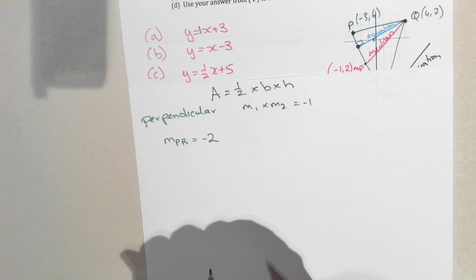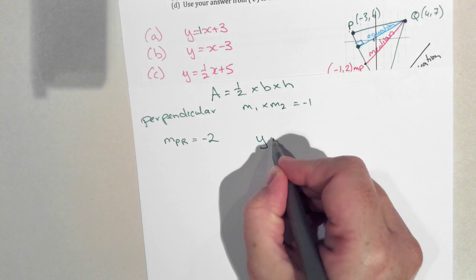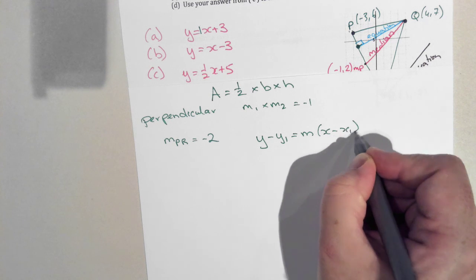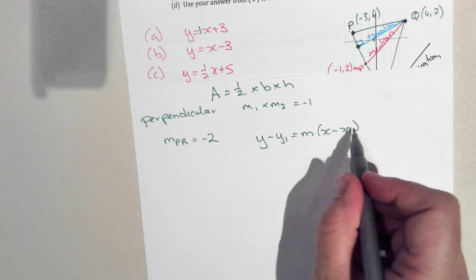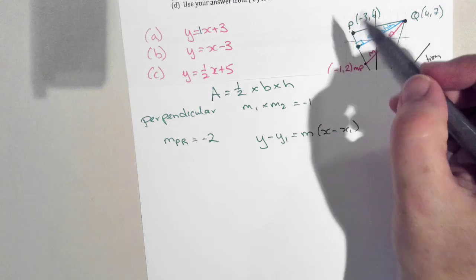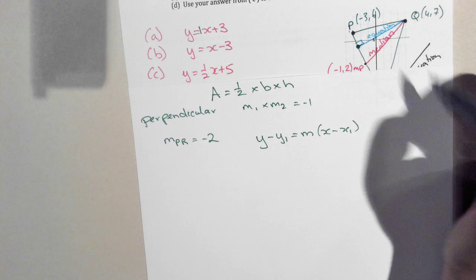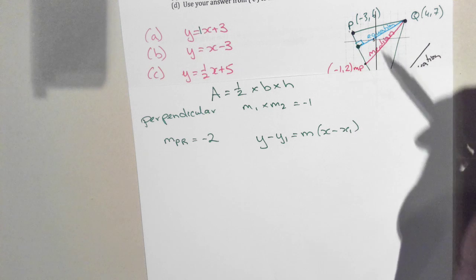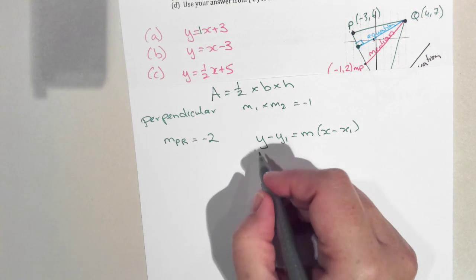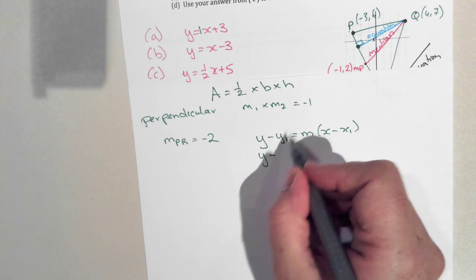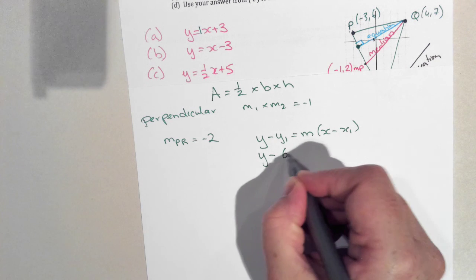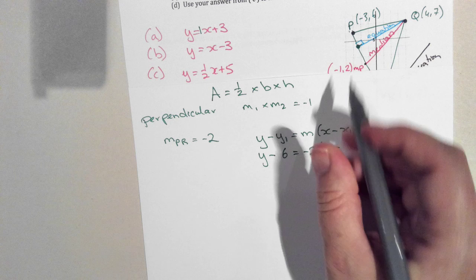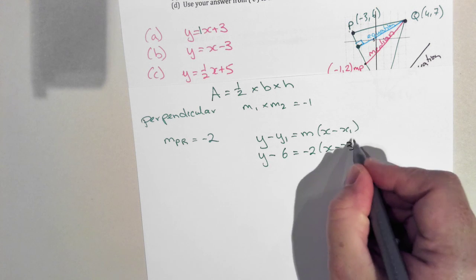Now we need to know what the equation is. So we've got our general formula we can use, y minus y1 equals m bracket x minus x1. What coordinate point are we going to use for x1 and y1? We could either use P or we could use R. I'm going to use P simply because it's there at the top, but equally you could use R. So y take away y1, which is our value of 6, equals m, which is our gradient of -2, bracket x take away x1, which is -3.